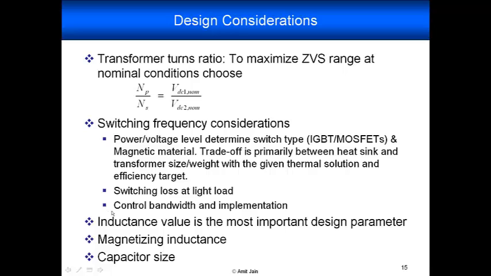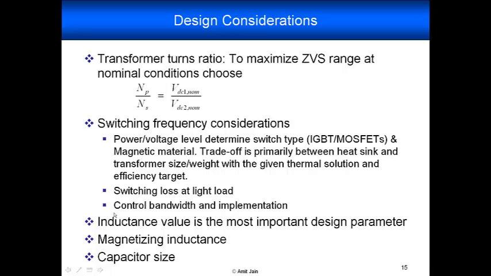The control bandwidth is also determined to some extent by the switching frequency. Because we'll be using average dynamics of the system, we will typically limit the control bandwidth to approximately 1/3 of the switching frequency.